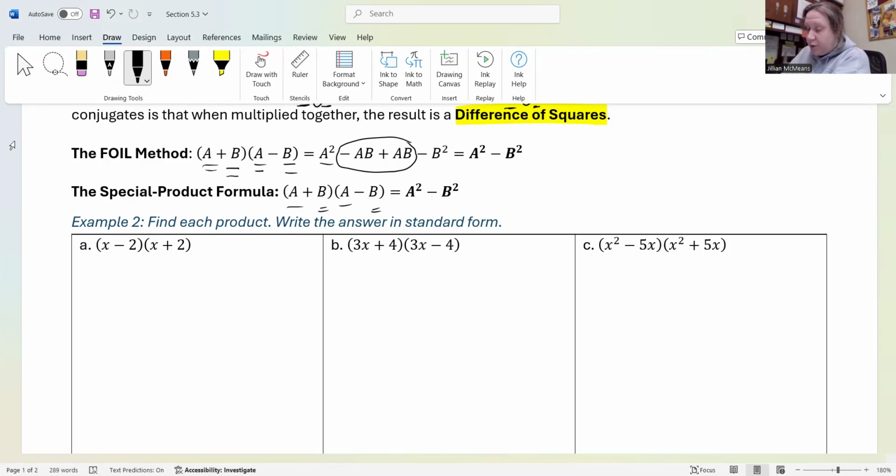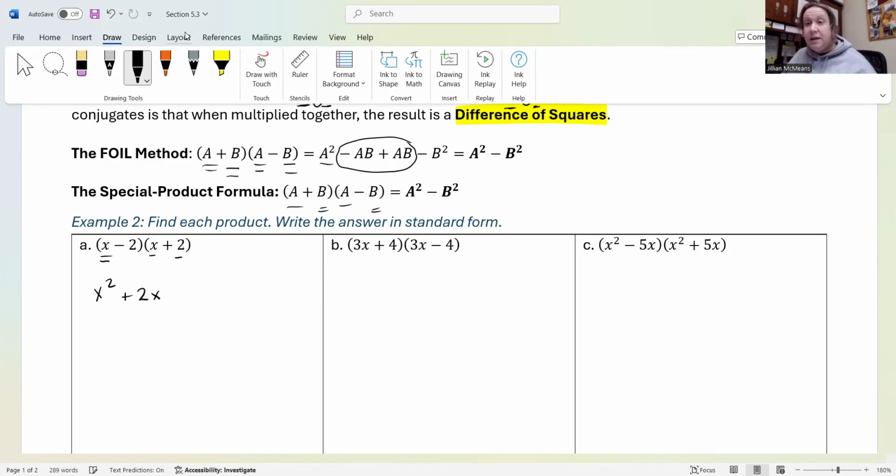If we were to FOIL, we have the first terms. We're going to apply the product rule, x times x. We keep the base and we add the exponents. So we're just going to get x squared. The outer terms would be x times 2. So x times 2 is just 2x.